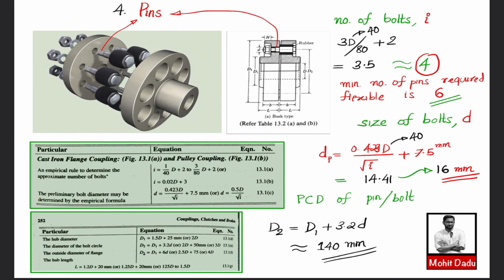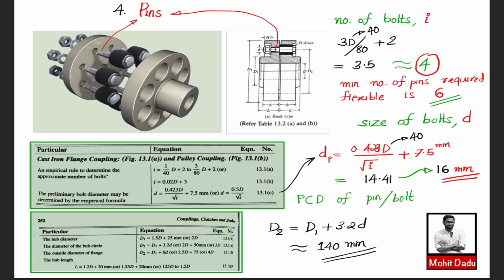Next we will be finding the size of the bolt or the size of the pins, which is represented by dp. For finding the size of the pins, you will be using this equation, 0.423 times the shaft diameter, which is 40 mm, divided by root i, plus 7.5 mm. You will be getting 14.4 mm, which will be rounded to the highest even number as 16 mm.